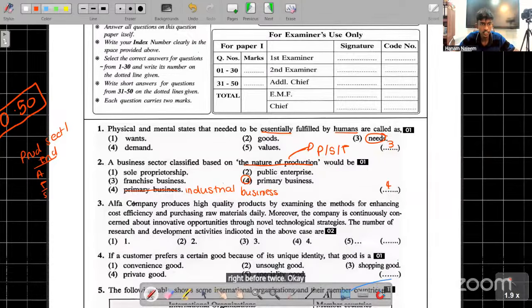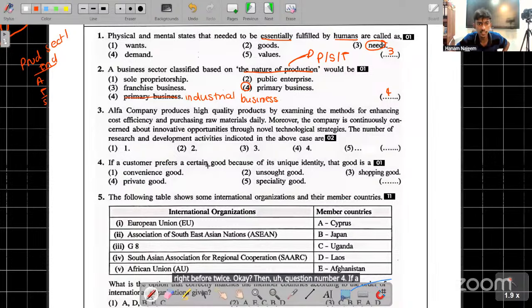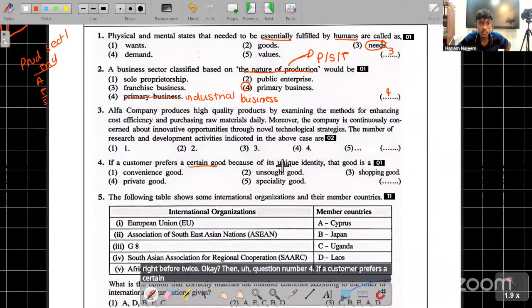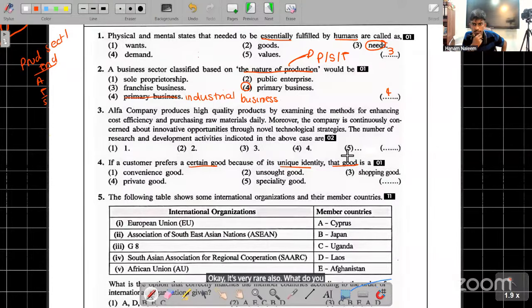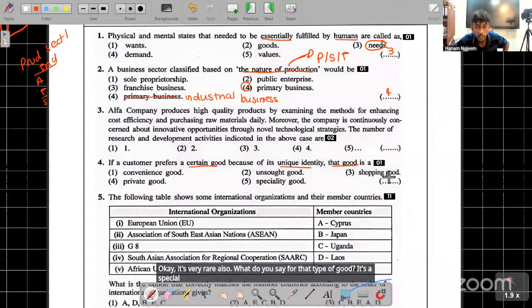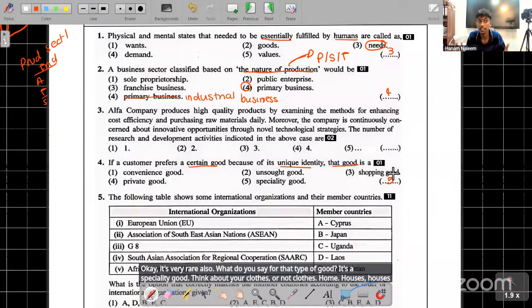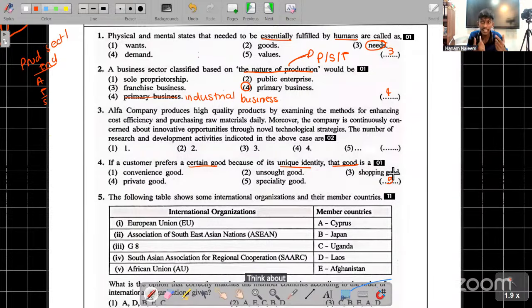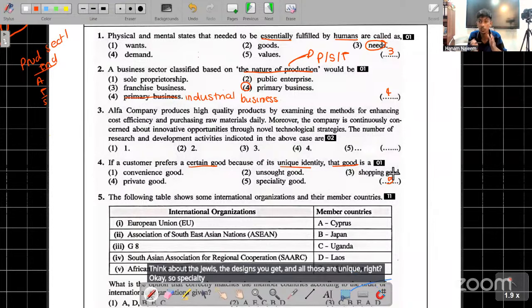Okay. Then question number 4. If a customer prefers a certain good because of its unique identity, what is that good? It's very unique, it's very rare also. It's a specialty good. Think about your houses, different, right? Think about your motor vehicle, the way you use it and modify it is different. Think about the jewelries, the designs you get, those are unique, right? So specialty goods are unique from customer to customer.